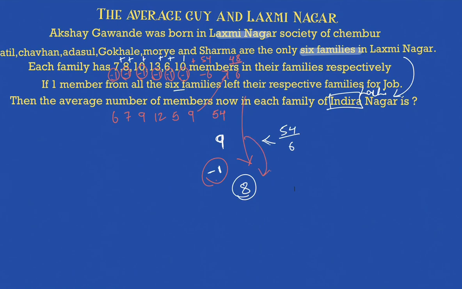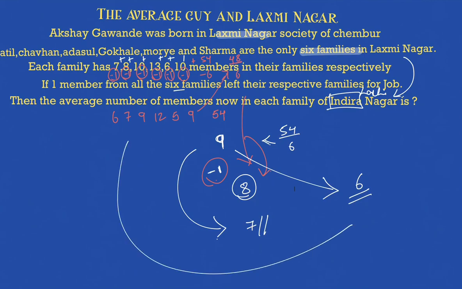Similarly, if I would have asked you, if 2 members left from each family, then the average would have been what now? You know the answer, it would have been 7. 3 members left from each family, then the average would have been 6, and so on. So that's how you can play with these problems on averages. And in case you don't feel sure that this is how it will happen, just subtract and see it. This is how it will actually happen, because what is happening per family will have an overall effect on the average as well. So that's how you deal with such problems on averages.